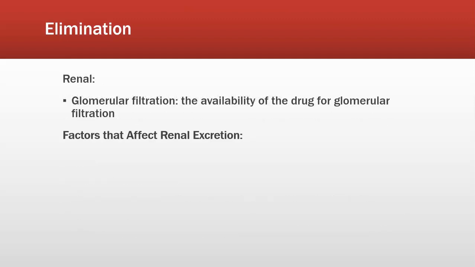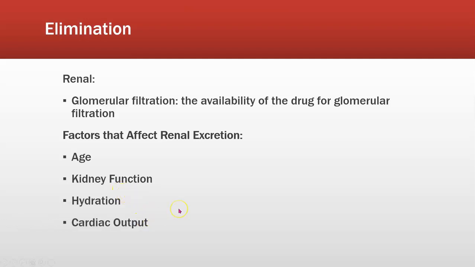So what could affect the renal excretion of drugs leaving through the kidneys? Age, their kidney function, hydration. So maybe they're just dehydrated. And their cardiac output can also affect renal excretion of medication. So it could be the age of the patient, maybe they have poor kidney function, maybe they're poorly hydrated, or maybe their cardiac output is poor.